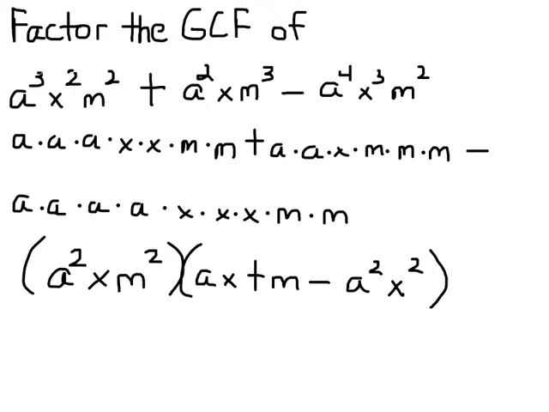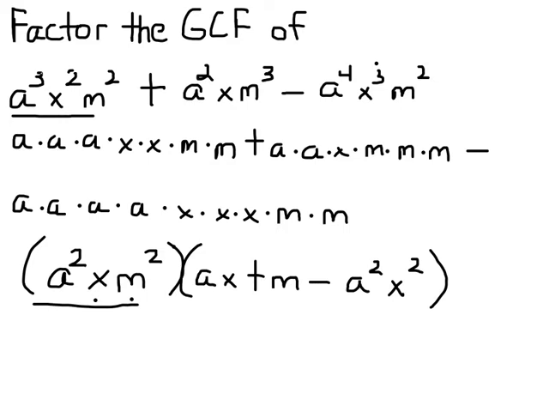Alright, go to the next page. This says factor the greatest common factor of, and then it gives you 3 expressions. We're going to look here and say that a to the third, a squared, a to the fourth, we're going to have to take out a squared. It's the smallest. x squared, x, and x cubed. We're going to take out the smallest, which is x. And then m squared, m cubed, m squared, we're going to use m squared. Then we're going to say, if this is the greatest common factor here, this times what would get me this original phrase or expression?